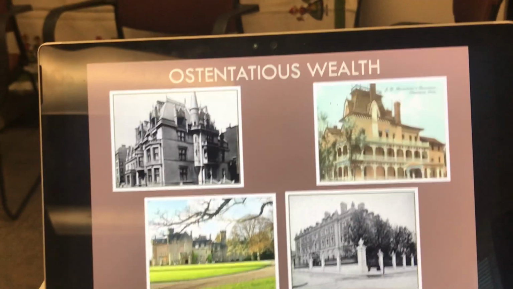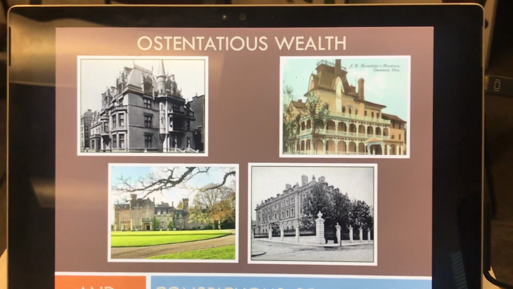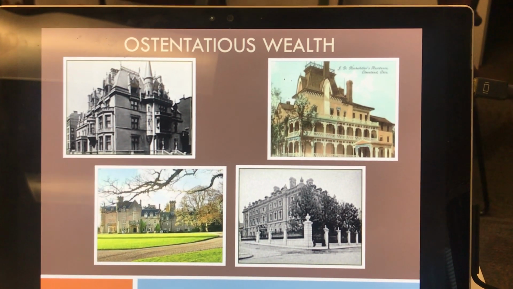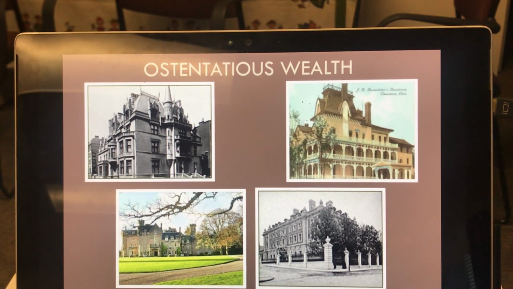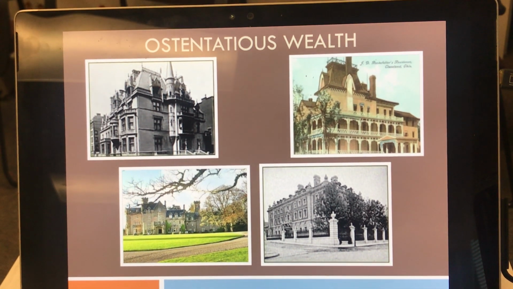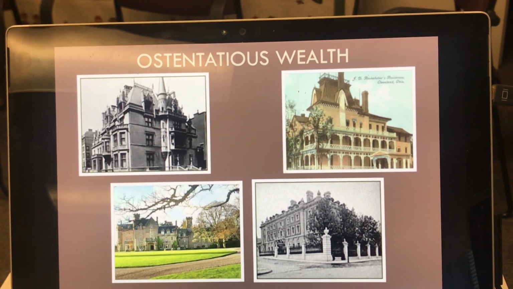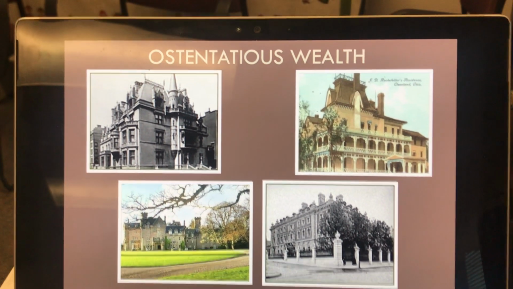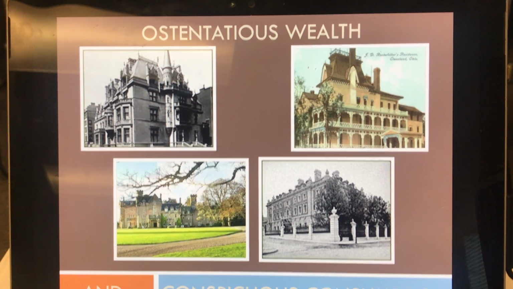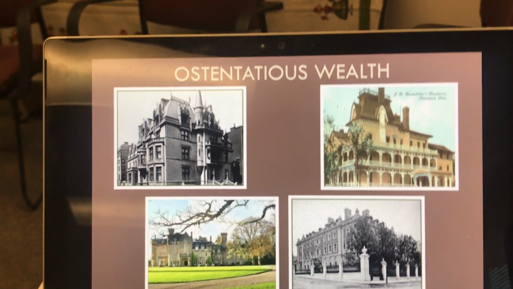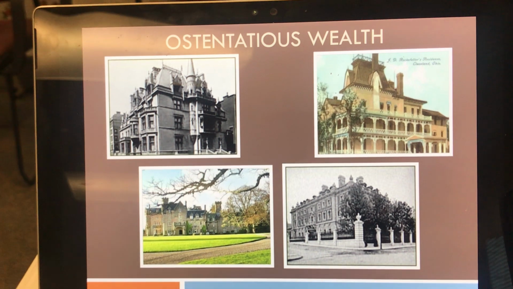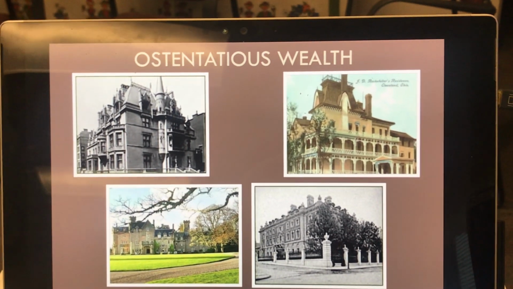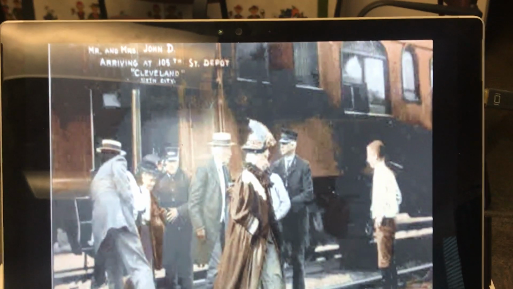So one of the most notable characteristics of the Gilded Age is the ostentatious wealth. And these are pictures of homes that were built by some of the most wealthy people. The picture in the upper right corner, I'm not sure if you can read it through the video, but it's J.D. Rockefeller's residence in Cleveland, Ohio. And these wouldn't be the only homes that these people would own. They would have homes like this in multiple places. This is the age of mansions.